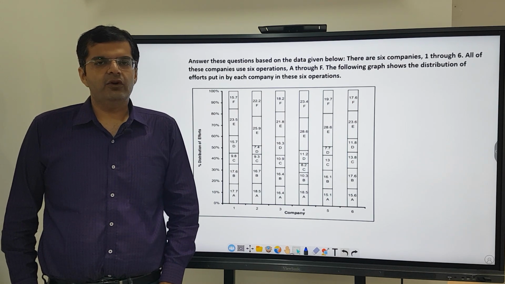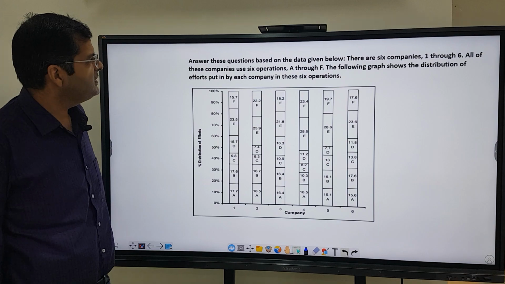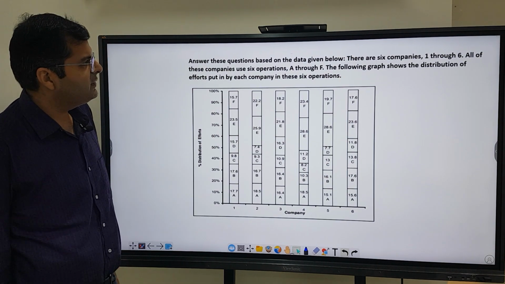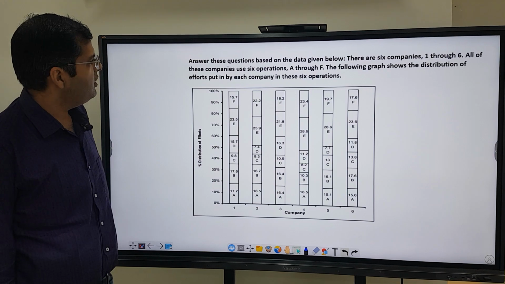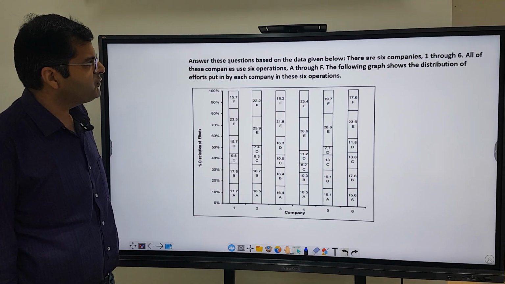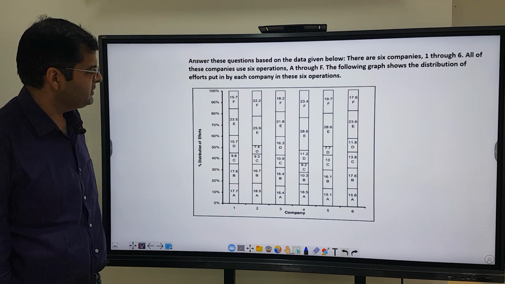So this is the question from CAT 2001 paper. The question says, answer these questions based on the data given below. There are 6 companies, 1 through 6. All of these companies use 6 operations, A through F. The following graph shows the distribution of efforts put in by each company in these 6 operations.